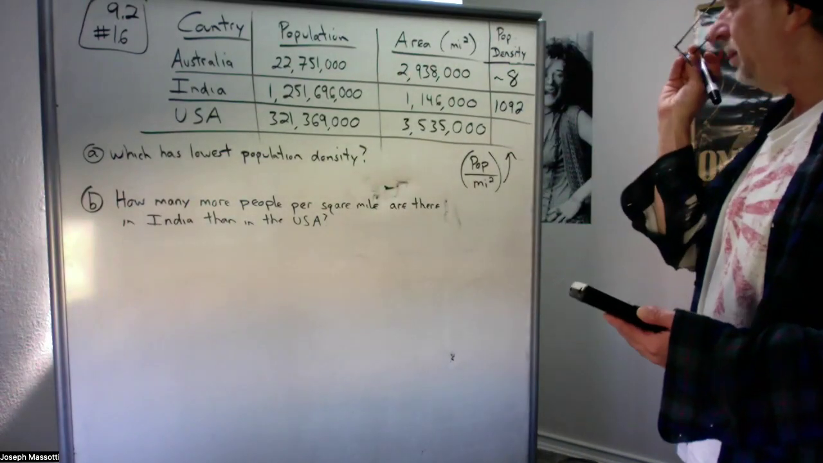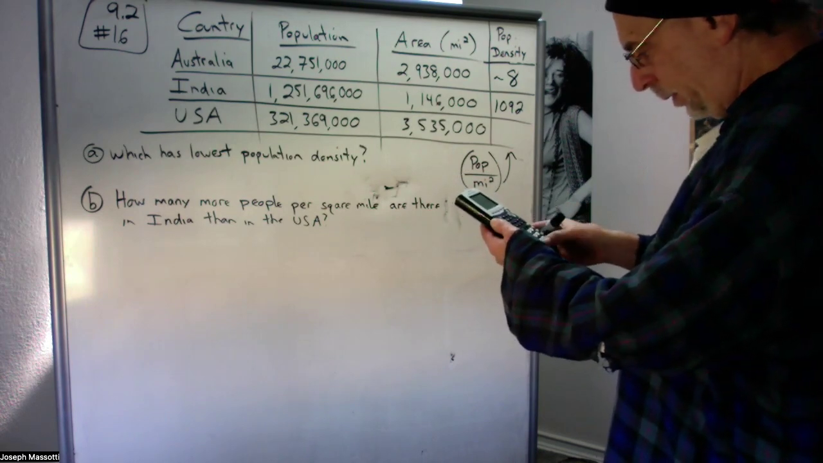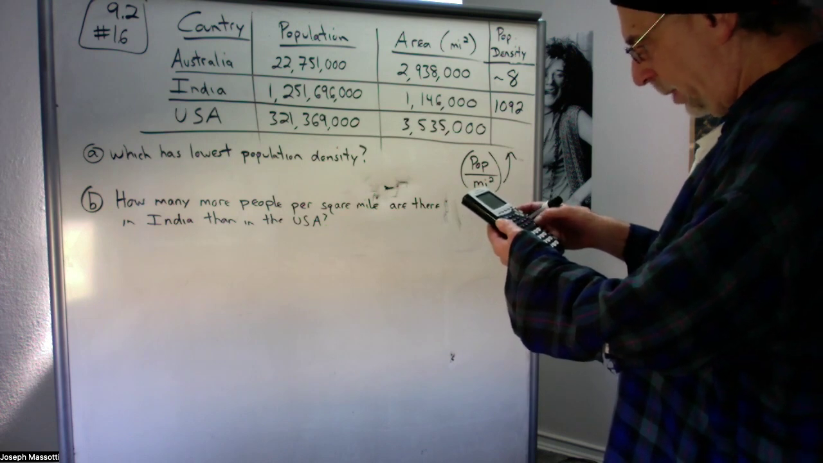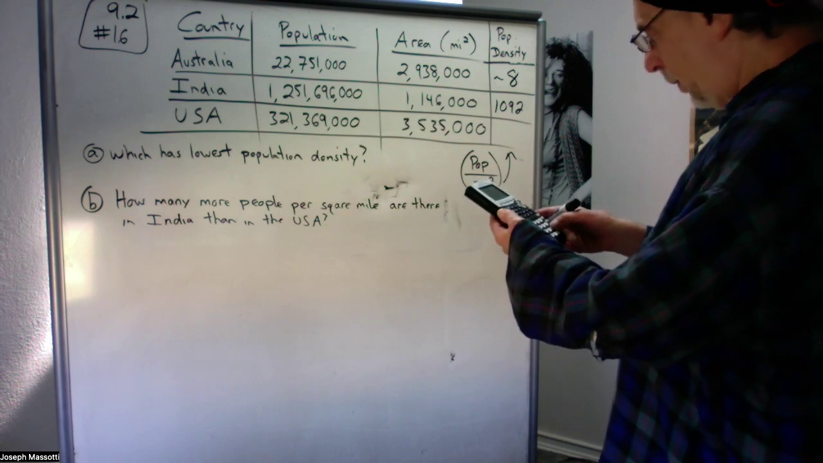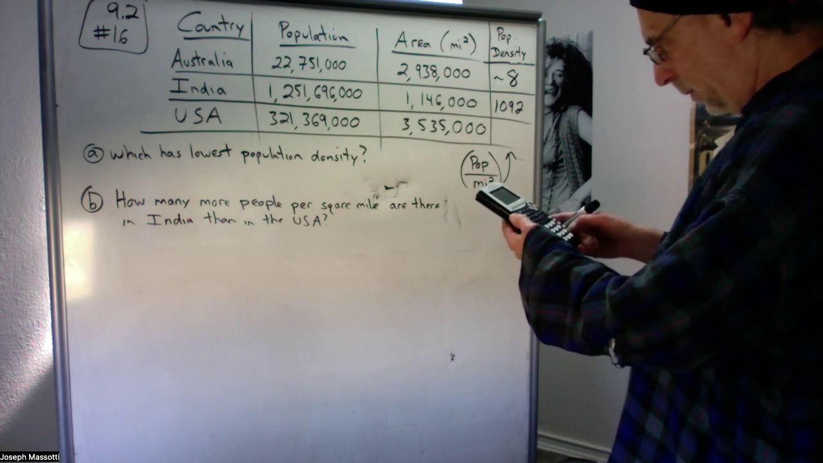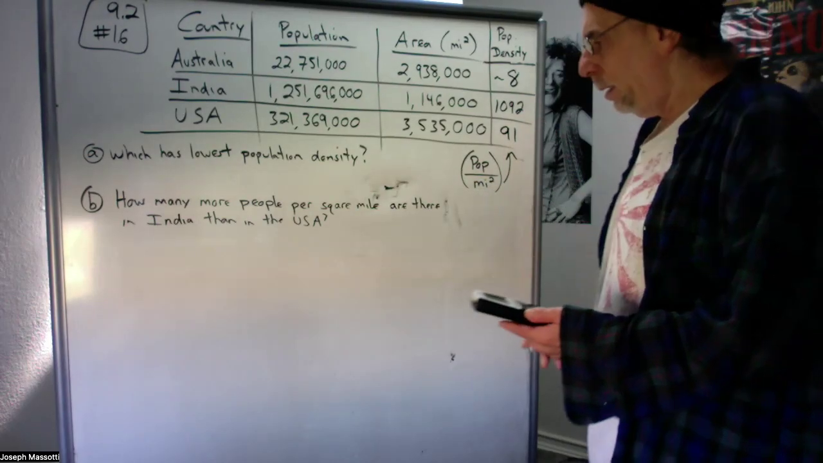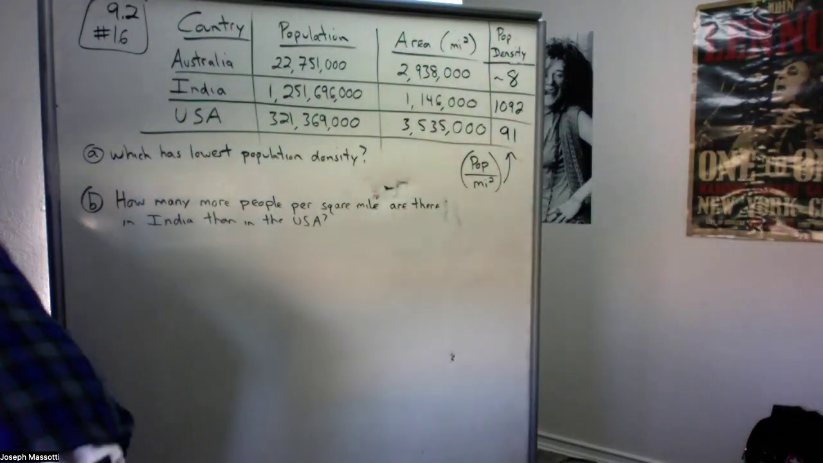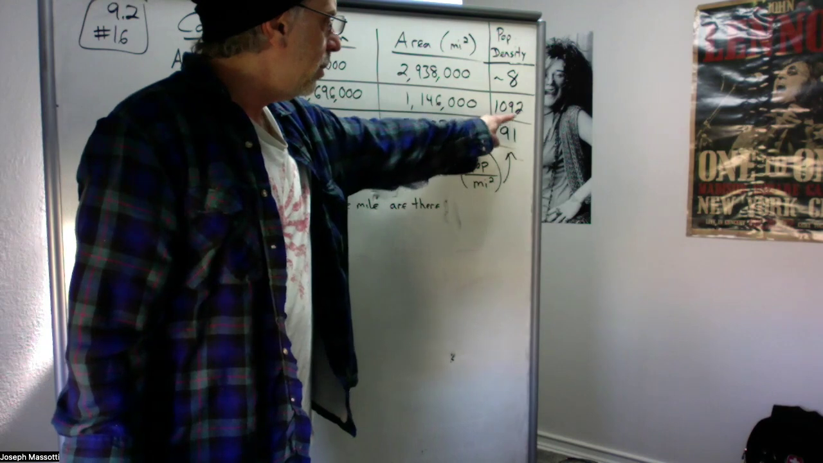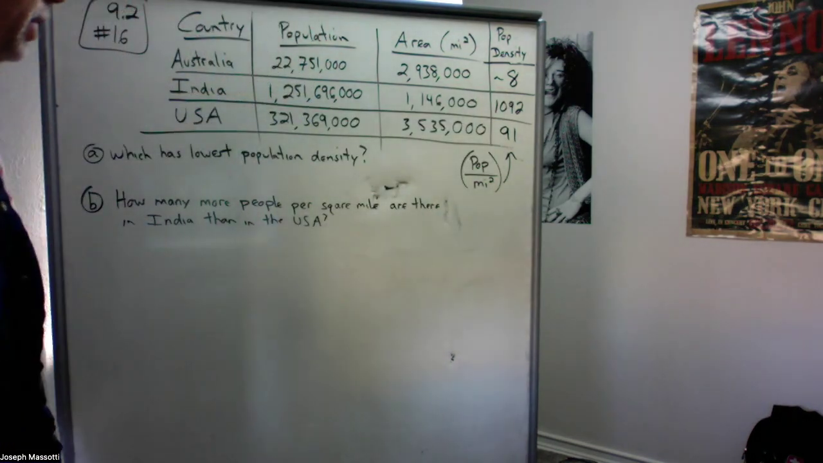In the USA, let's get that one, 321,369,000 divided by 3,535,000. And that gives us around 91. All right, so we can see India is by far the most crowded, or the most people per square mile. The US is next with 91, and Australia is way down there with 8.